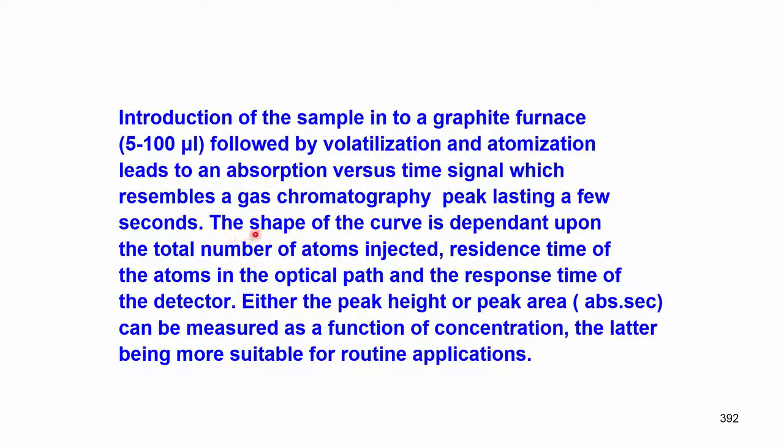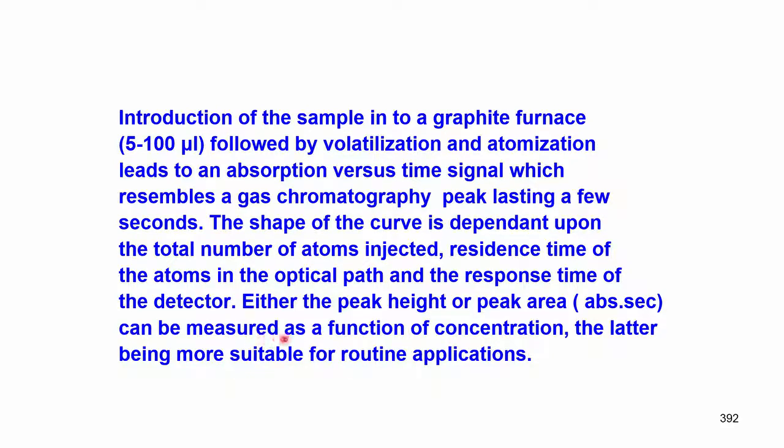That means, the shape of the curve is dependent upon the total number of atoms injected, residence time of the atoms in the optical path, and response time of the detector. If the peak is very uniform and very sharp, you can use peak height, or otherwise you can use peak area. The units of peak area are absorbance seconds. That means, in the calibration curve, we plot absorbance seconds versus concentration.